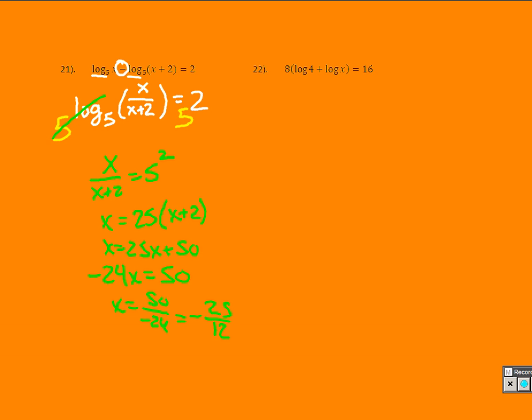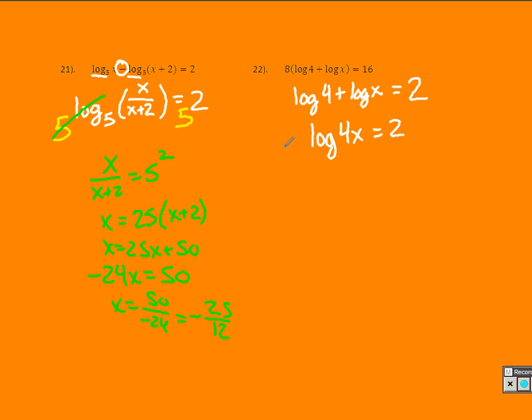Alright, and my last one. First things first, I have an 8 out front. Can I try to divide both sides? I definitely can. So I'm going to do that. Log of 4 plus log of x equals 16 divided by the 8 is just 2. What I'll do from there is, again, I need to try to combine this into one logarithm. To do that, it'll be log of, over here when I subtracted, it became division on the inside. Now I'm adding them separately, so it'll become multiplication on the inside. Log of 4x equals 2.